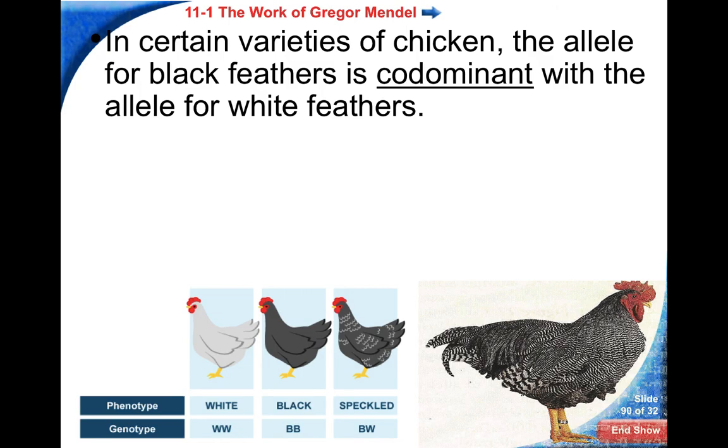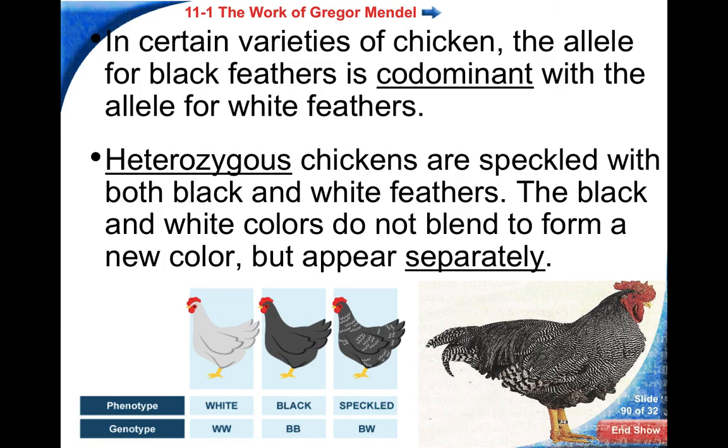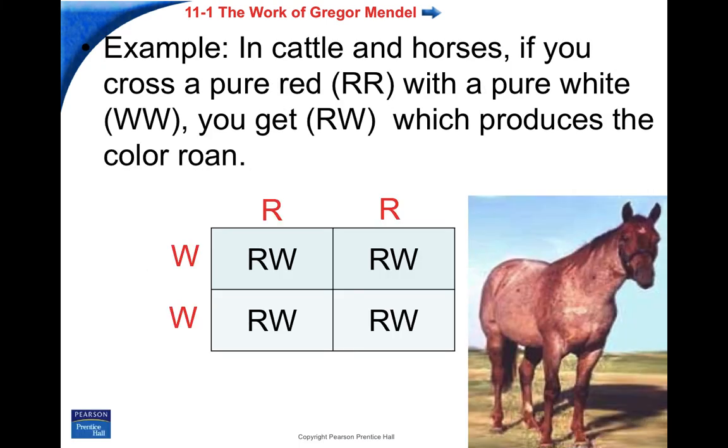Okay, so an example of this is a lot of chickens, their feather color. Their feather color is codominant. They can either be white, they can be black, or they can be speckled, meaning they produce both white and black feathers. Okay, so if the chicken is heterozygous, meaning it has one of each allele, then it will produce the speckled pattern. If it is homozygous, meaning it has two of the same alleles, then it will either be white or black, depending on which alleles it carries, as you can see in the bottom left corner of the screen.